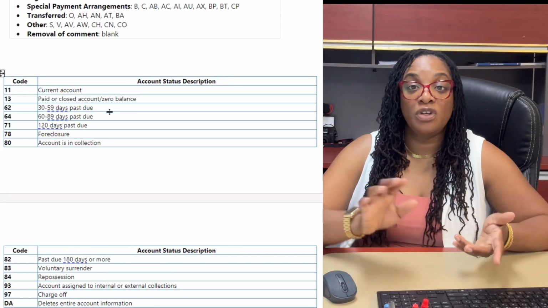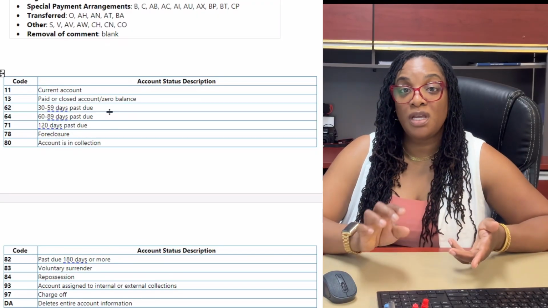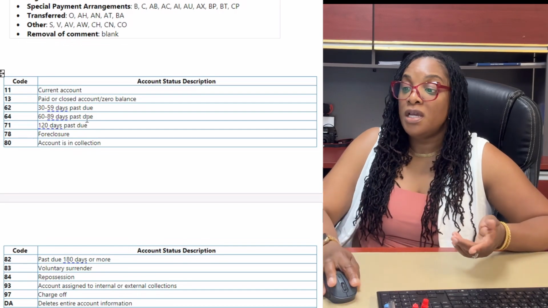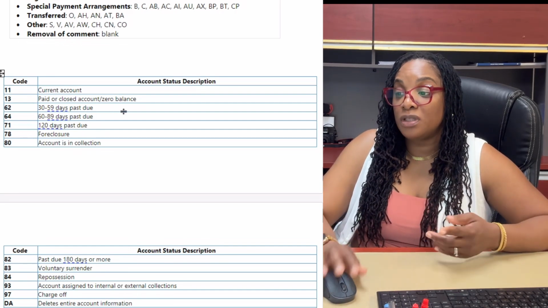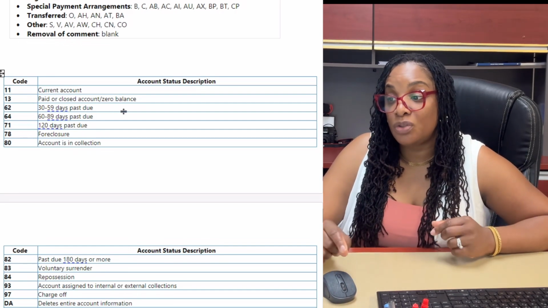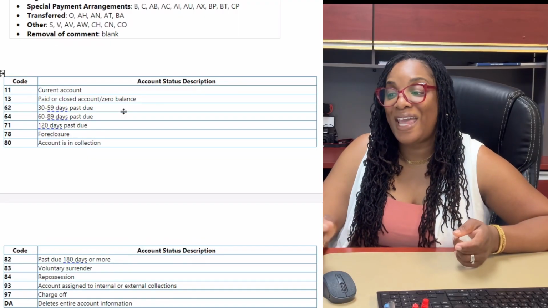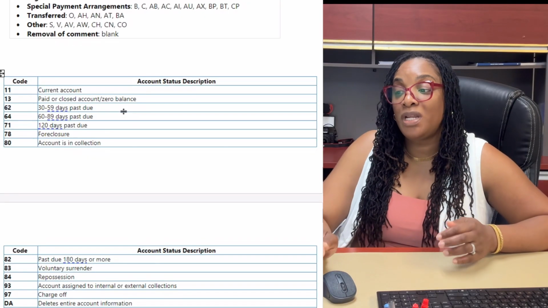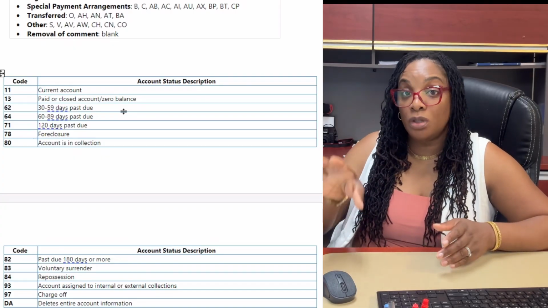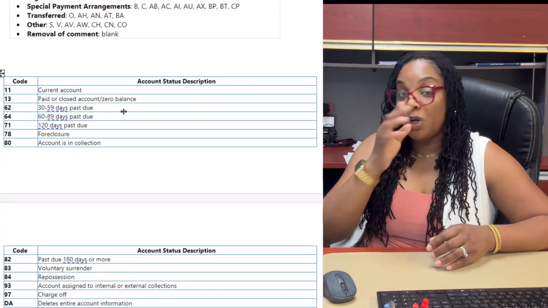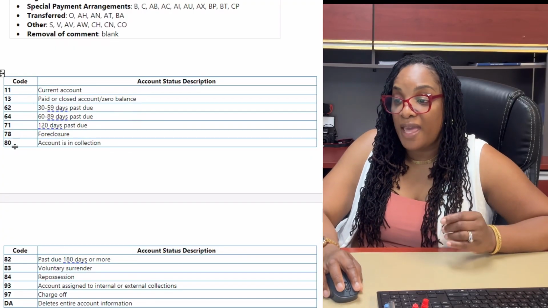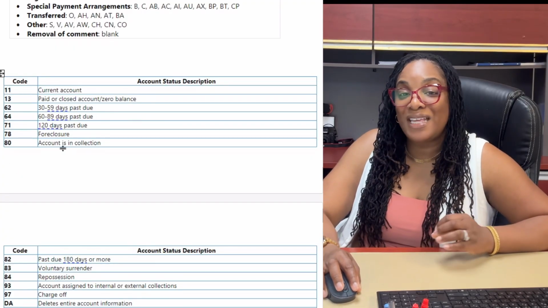62. Now if you're disputing late payments, you're definitely going to want to know what these codes are. Code 62 is for 30 to 59 days past due. 64 for 60 to 89 days past due. Code 71 is 120 days past due, okay? You're going to need to know that with missed payments. So if there's a foreclosure, then the code is 78. 80 is account is in collection.